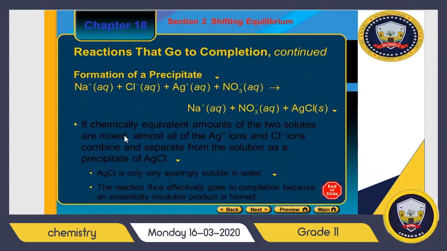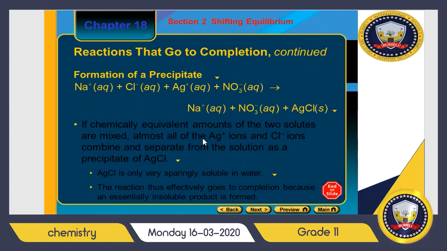So if chemically equivalent amounts of the two solutes, equivalent amount means the same number of moles, and this reaction is a balanced reaction. You have 1 mole of sodium, 1 mole of chloride, 1 mole of silver, 1 mole of nitrate to produce 1 mole of sodium, 1 mole of nitrate, and 1 mole of silver chloride solid.